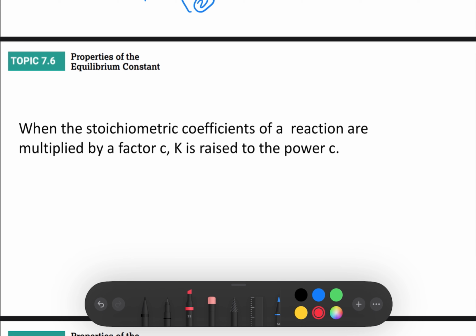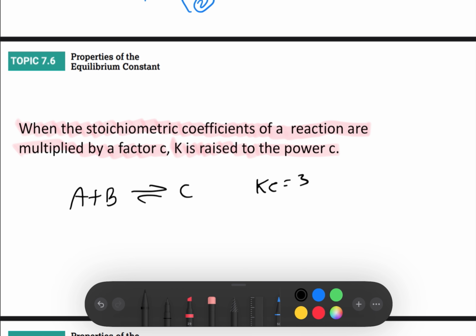Rule number 2 says, when the stoichiometric coefficients of a reaction are multiplied by factor C, K is raised to the power C. I just want to give an example. The same one, A plus B gives us C with the value of Kc, it's going to be 3. What happens to the value of Kc if we have the same reaction, but the coefficients are multiplied by a factor? For example, 5A plus 5B gives 5C.